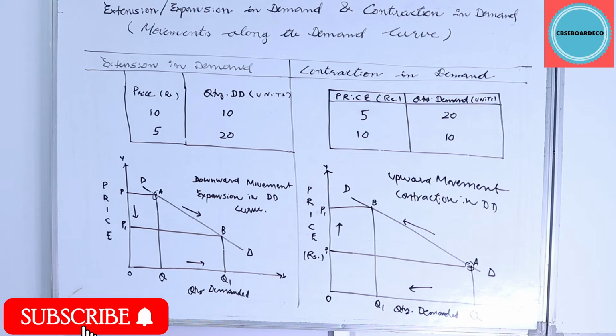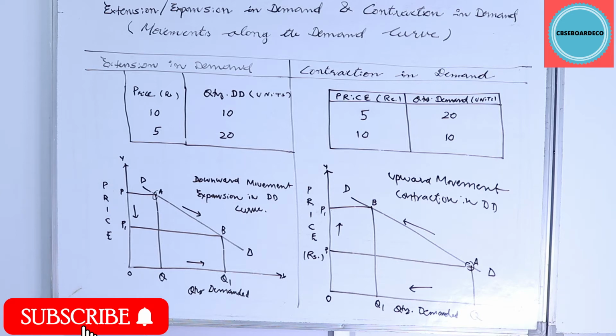The next one you have, in case of expansion in demand, the demand curve moves downward. We move along the same demand curve, A to B. That means there is expansion in demand. We are moving downwards along the same demand curve. In case of contraction, we're moving upwards along the same demand curve from A to B. This is downward movement, that is upward movement here. Expansion in demand, that is contraction in demand. It's a very clear case.